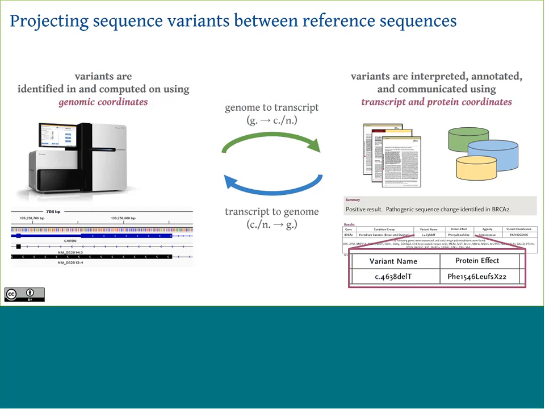I call this process projection. That is, we project a variant from one sequence to another, and we'll get into technically what has to go into that, what information you need in order to do that, because I think that's at the heart of the question about how to interpret historical variants. All right, next, please.